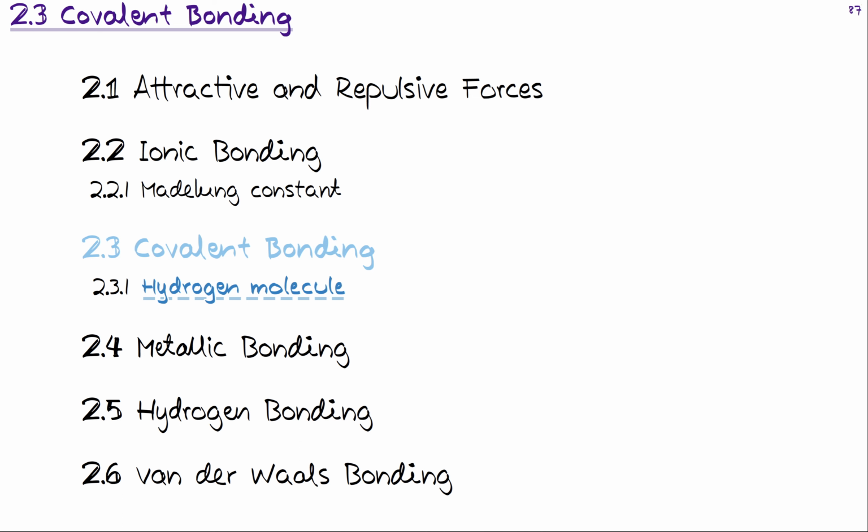So this is the second part on our chapter 2.3 regarding covalent solids, and we are now focusing on the hydrogen molecule in this lecture. So what we will do next is that we will solve the 2-electron Hamiltonian, and we will do that for the simplest possible case, so essentially a hydrogen molecule.